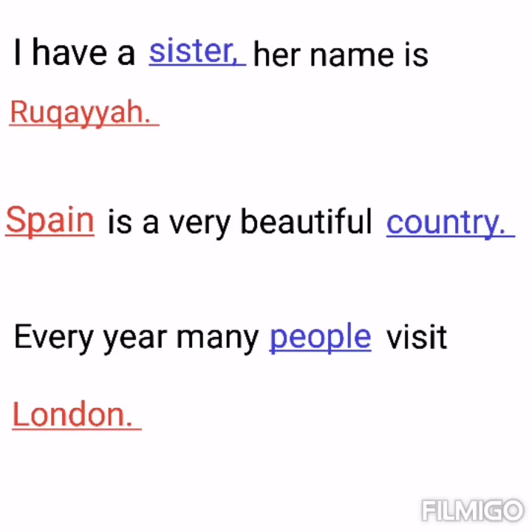Here are 3 sentences. In each of these sentences, there is both a common noun and a proper noun. The common nouns are the words in blue and the proper nouns are the words in red. Read these sentences and see if you can understand why the words in blue are common nouns and the words in red are proper nouns.